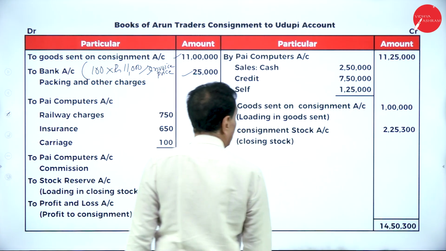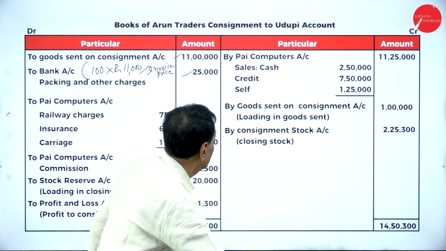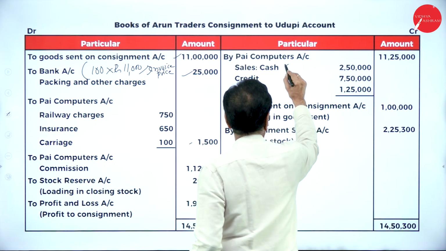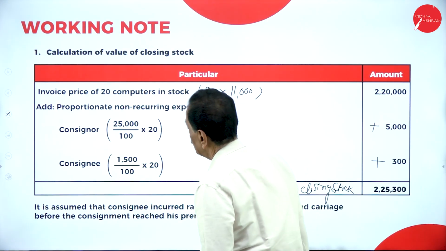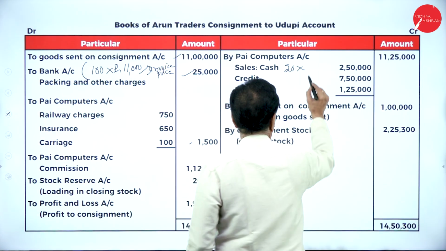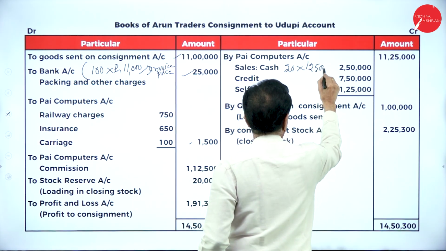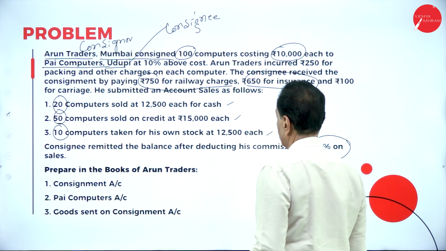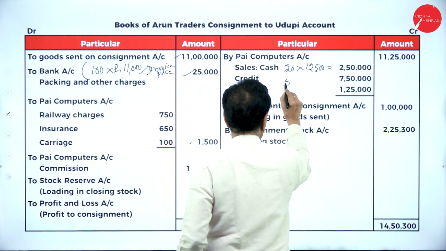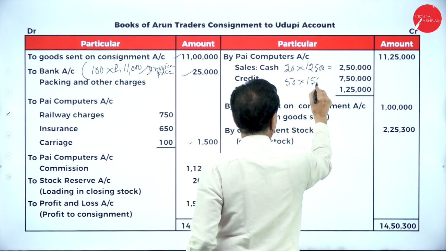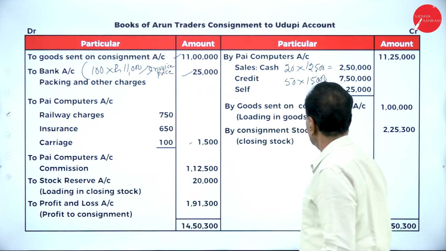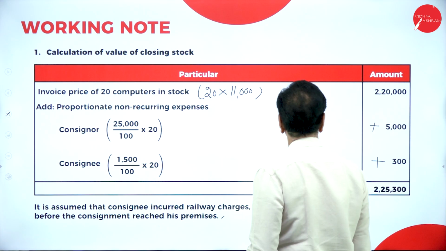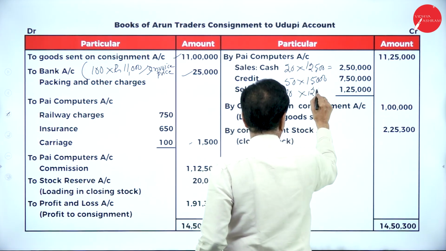Now, he makes the sale. Cash sale: 20 computers at 12,500 each is 2,50,000. On credit, 50 computers at 15,000 each is 7,50,000. For self, the leftover is taken by the owner: 10 computers at 12,500 each.